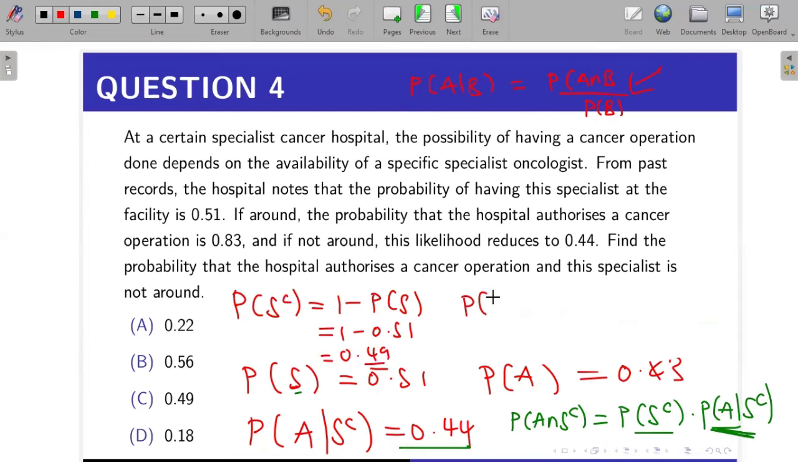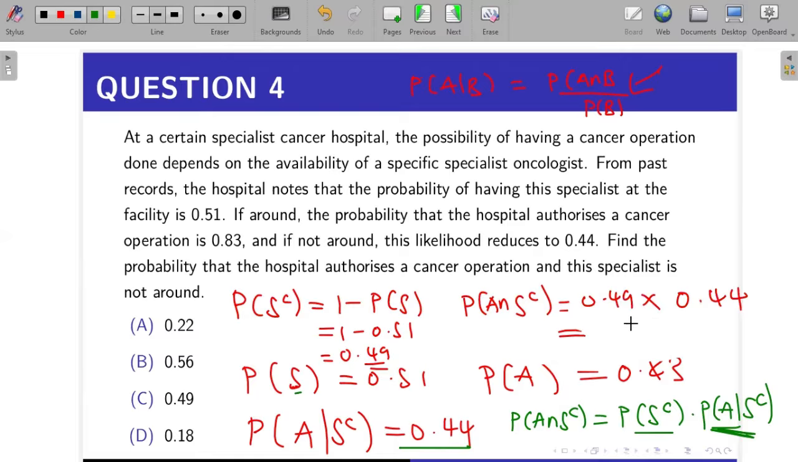So I'll say the probability of A intersection S complement is equal to 0.49 multiplied by the probability that they authorize, given that this guy is not around. So 0.44, like this. So we multiply this. What are we going to get? So punch this on the calculator. 0.49 multiplied by 0.44.